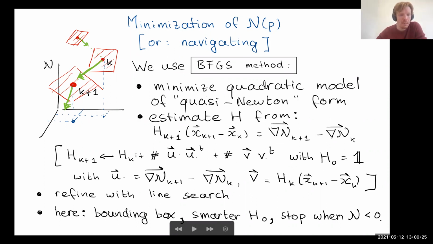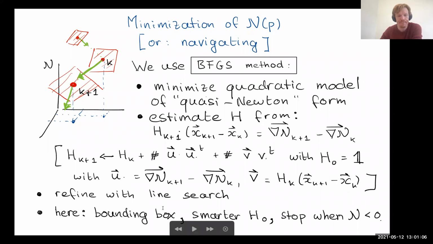So what the BFGS method proposes is to do some kind of update from your previous Hessian with some rank 2 update. So you take the outer product of 2 vectors u and v that are chosen such that u is the difference in the gradient, v is the previous Hessian times the step that you took. So this is just nice, and you can pick these coefficients such that this equation is obeyed. And the initial Hessian is typically taken to be the identity, because initially you really have no idea about the Hessian. Now, as I said before, you refine this with the line search. And this, in a nutshell, is the BFGS method.